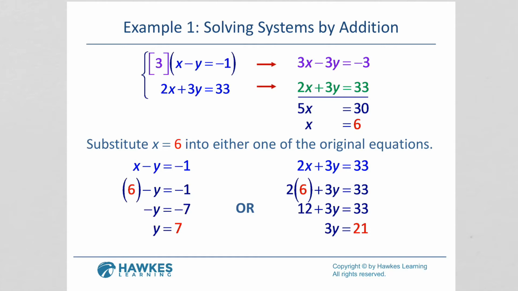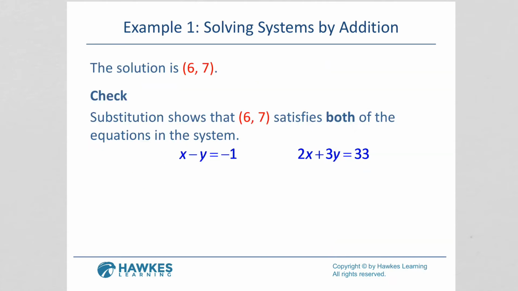On the right, I'm going to have one more step because when I simplify by subtracting 12 from both sides, that only gives me 3y equals 21. So I have to divide both sides by 3, which gives me y equals 7. But you'll notice either way, I ended up with 7 as my y coordinate when I plugged in 6. So the solution is (6, 7). And substituting shows that (6, 7) satisfies both of the equations in the system.